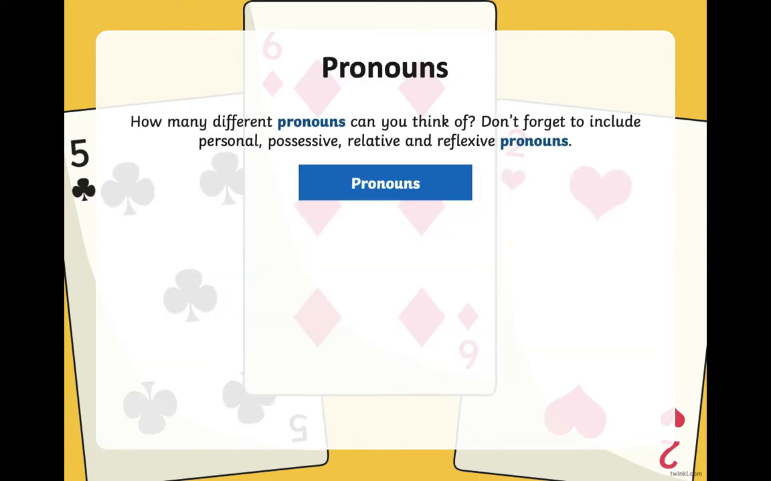Okay, so pause the video now and think of how many different pronouns you can come up with. So it says here, don't forget to include personal, possessive, relative and reflexive pronouns. Don't worry too much about categorising them, just think of as many as you can. So pause the video, maybe write them down or just brainstorm them in your head.